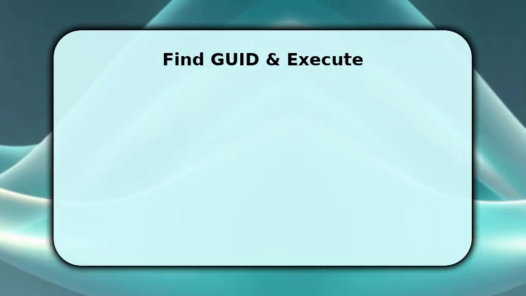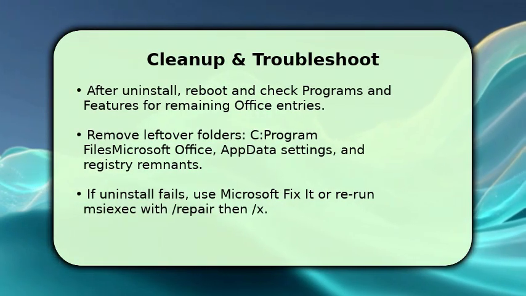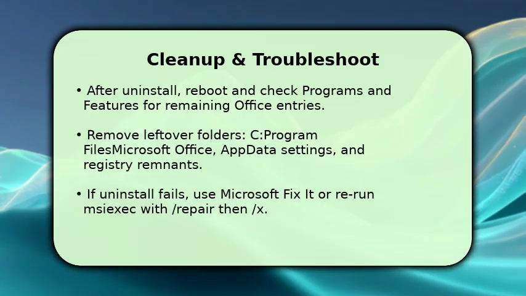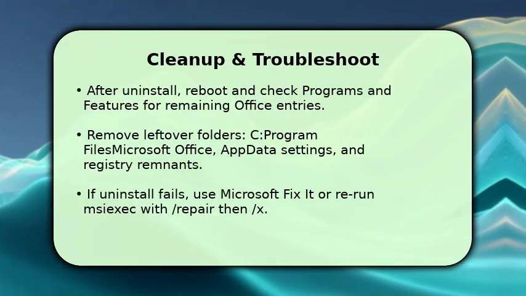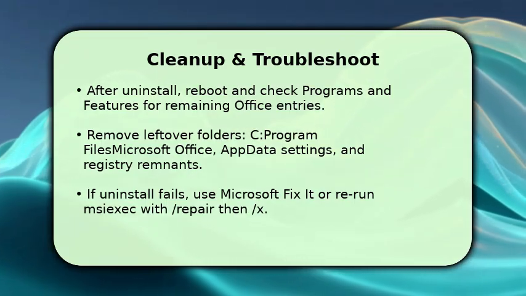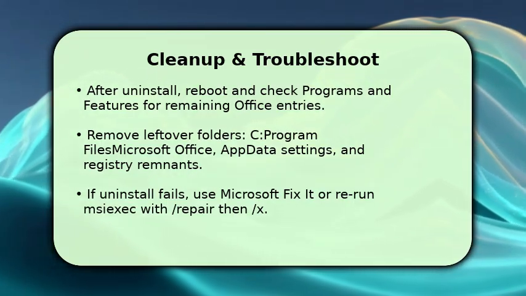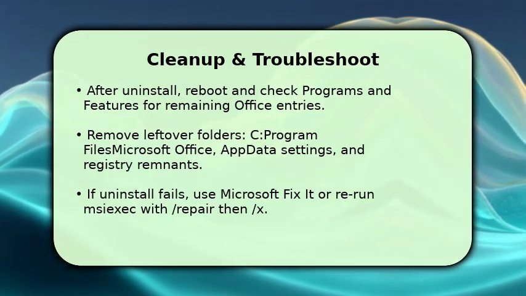Finish by rebooting and verifying that Office 2007 is gone from programs and features. This ensures services release files. Manually delete leftover folders in program files and app data, and clean registry remnants if you are comfortable editing the registry. If the msiexec uninstall fails, run msiexec /fa {GUID} to repair, then retry /x.